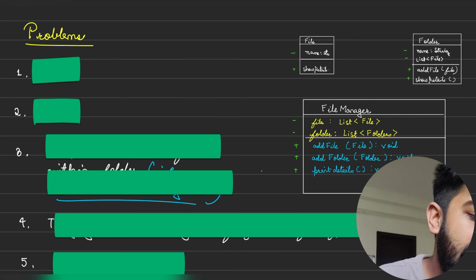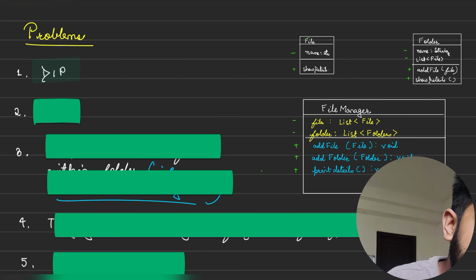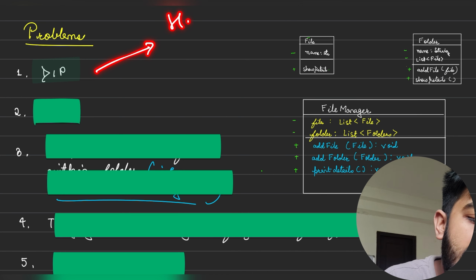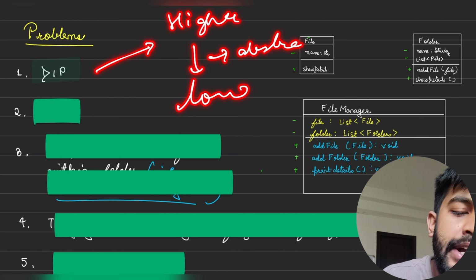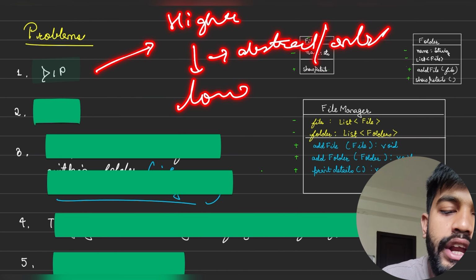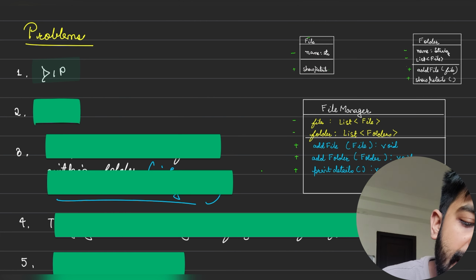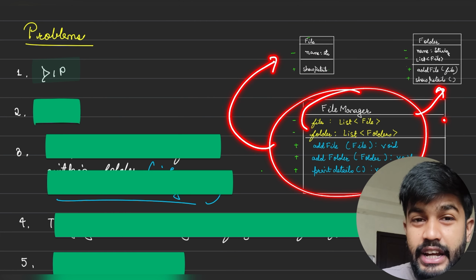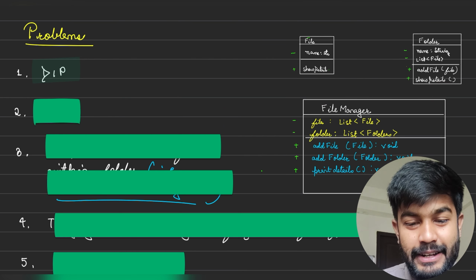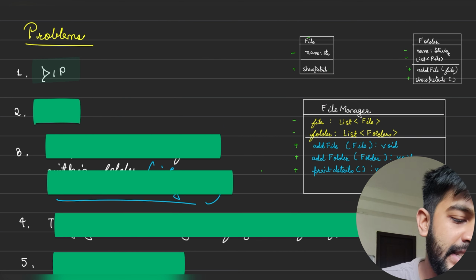So the very first one is the dependency inversion principle. What does it say? Higher level modules should not directly depend upon lower level modules. They should depend on abstractions or interfaces. But if you observe, the higher level module, that is the file manager, depends directly on the concrete classes and not on abstractions or interfaces. This is the first problem. Let us see the second problem.